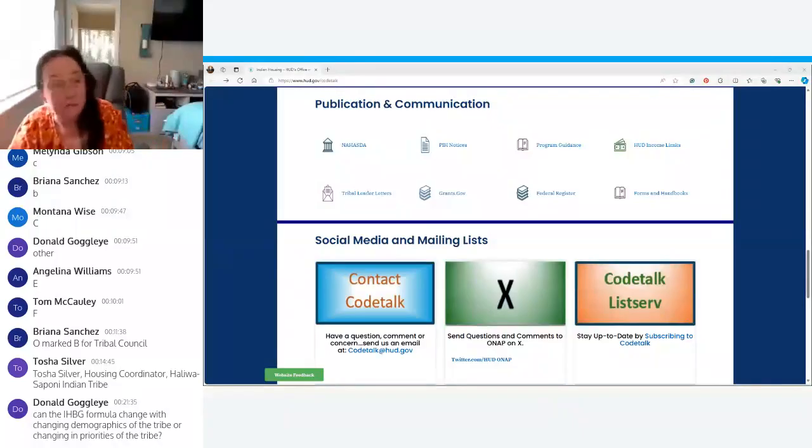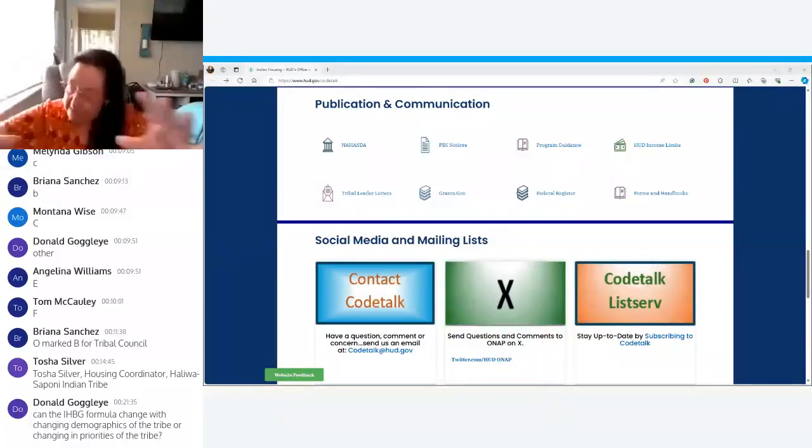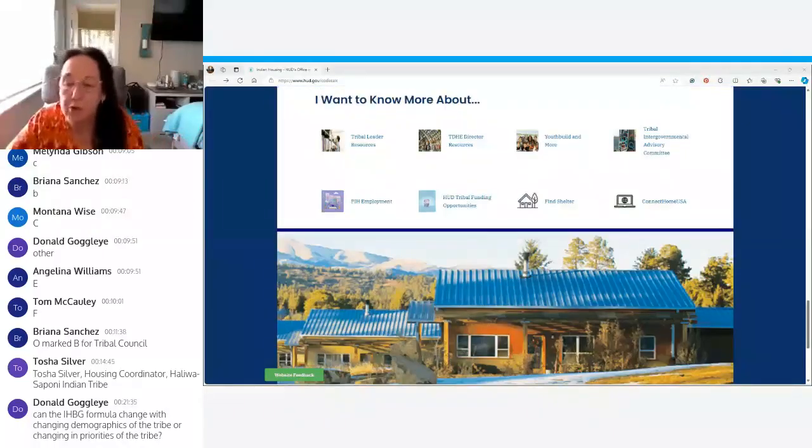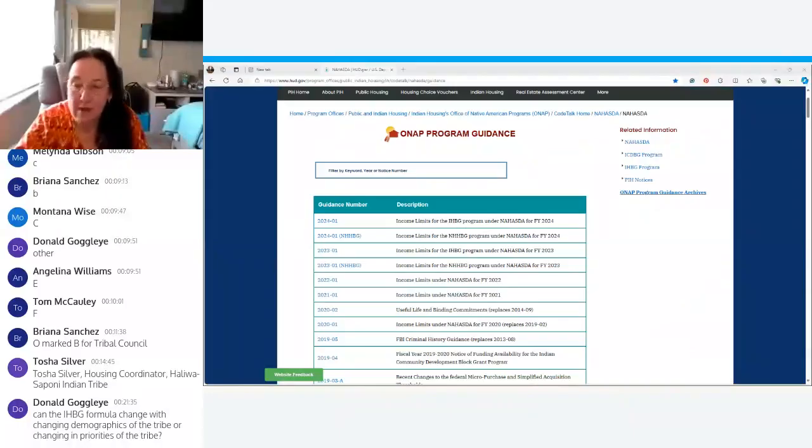Grants.gov, if you're interested in applying for different grants, that's a great site for you. The Federal Register, there are different forms and handbooks. So this is the piece that you need to finish, everything, all your rules, your regulations, and where you go to find information. Tribal leader resources are in here, TDHE director resources are in here. If you have a YouthBuild program, there are all sorts of different things that are very, very helpful to you.